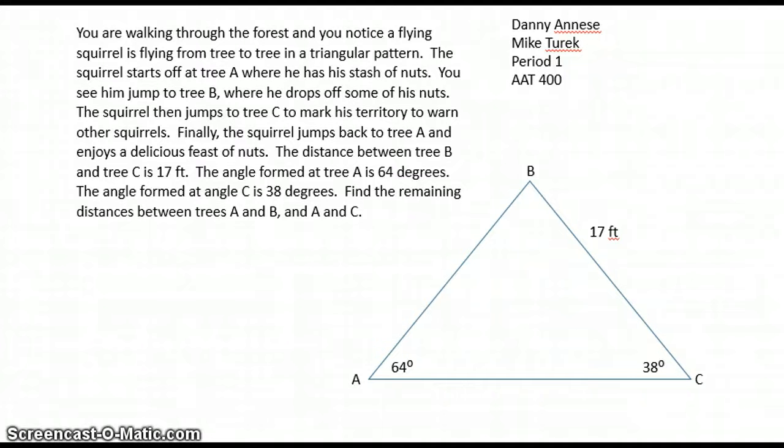The distance between tree B and tree C is 17 feet. The angle formed at tree A is 64 degrees. The angle formed at tree C is 38 degrees. Find the remaining distances between trees A and B and A and C.